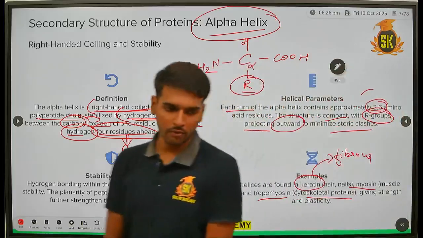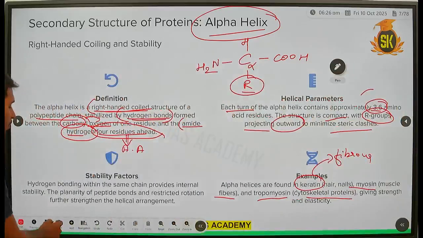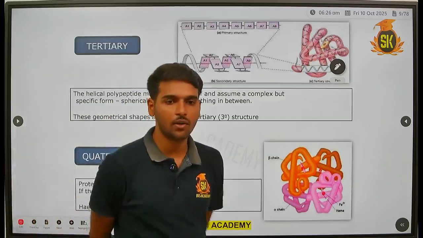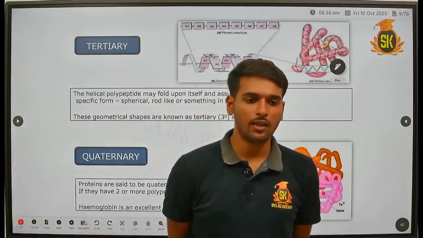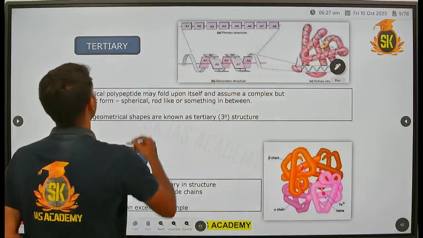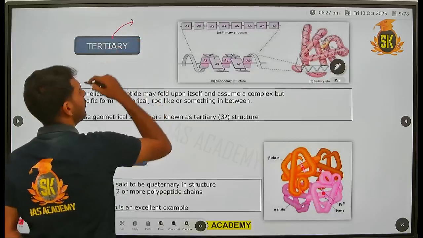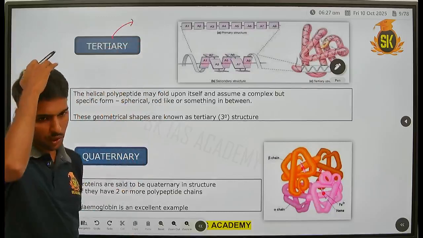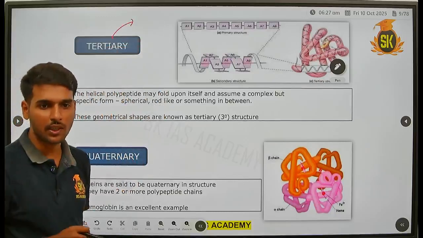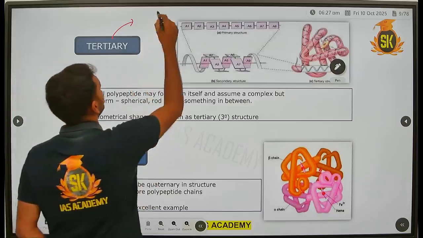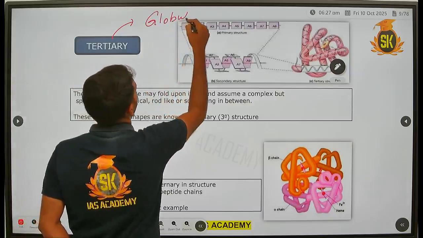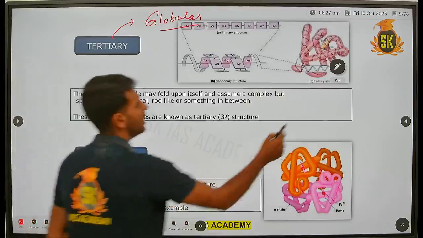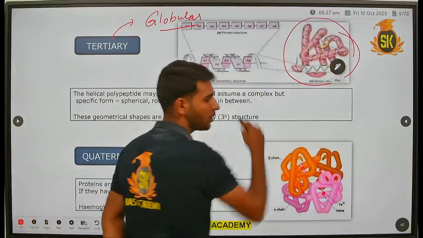Okay, so I hope you have completed the notes. Now we'll be moving on to the tertiary structure of the protein. When we say tertiary structure, what shape do we mean? For secondary, I just told you it was your fibrous form. Tertiary is nothing but your globular form. As you can see, this forms a globular structure.